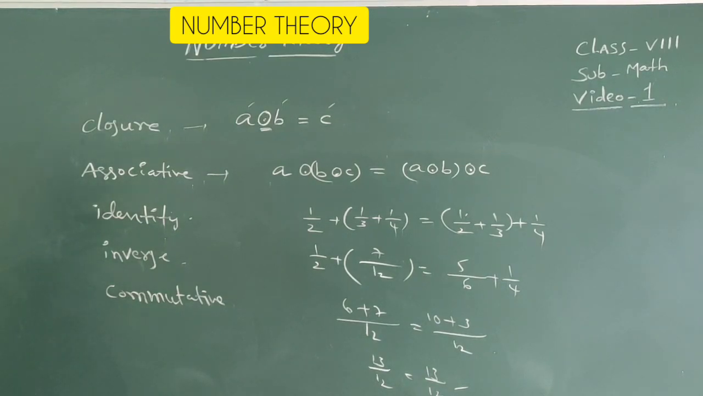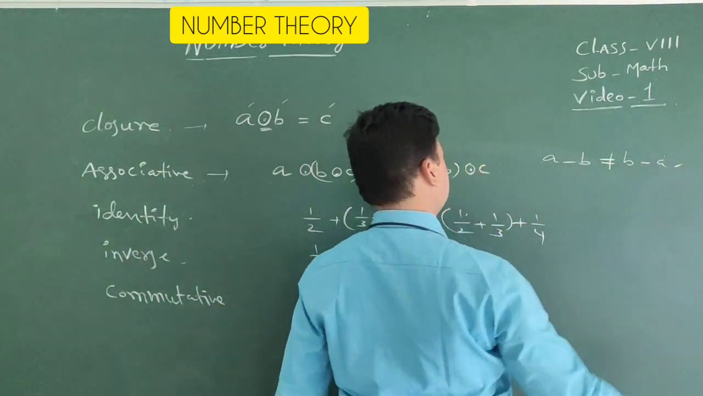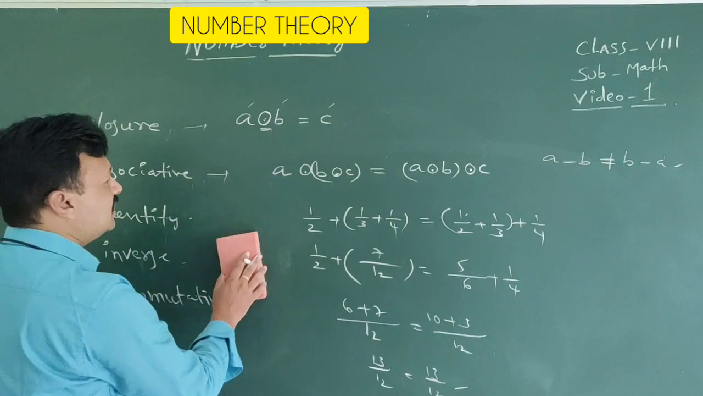With respect to subtraction, it doesn't hold, because A minus B is not equal to B minus A. That is not true for any number system. Whether natural, whole, integers, rational or irrational, whatever the system may be, it fails: A minus B is not equal to B minus A. So with respect to subtraction, the associative property does not hold. With respect to multiplication, it holds.